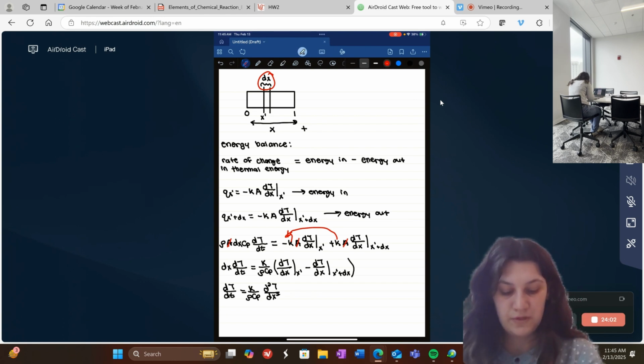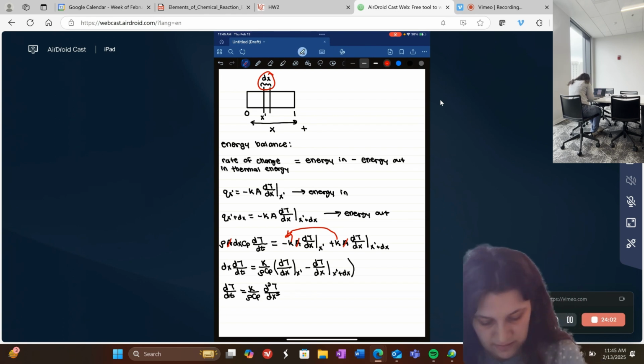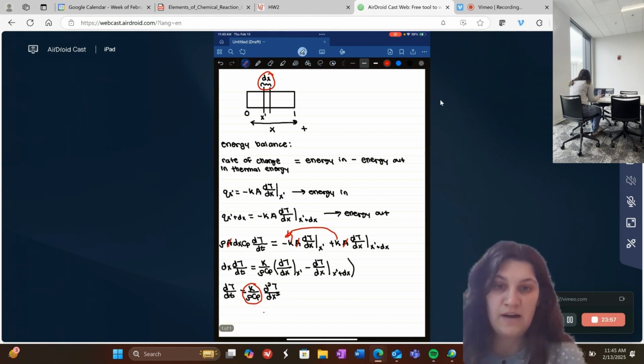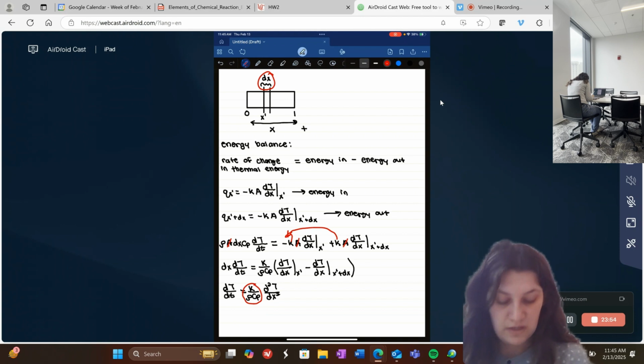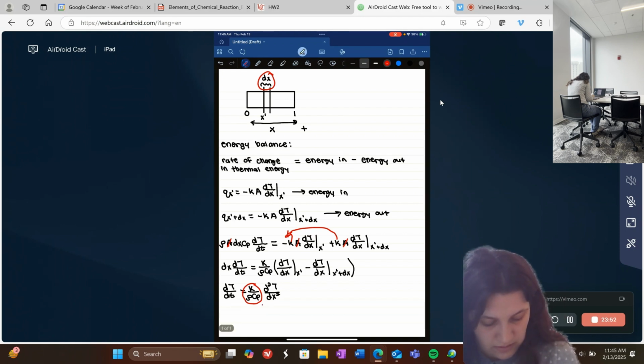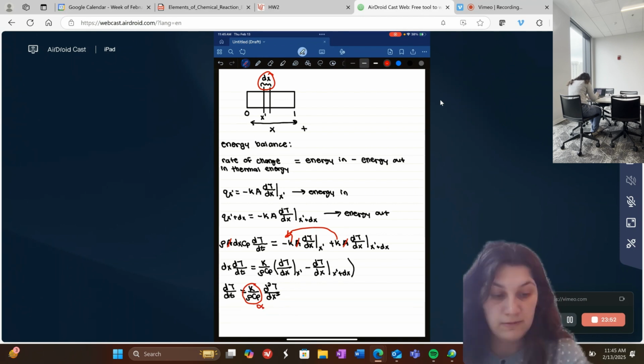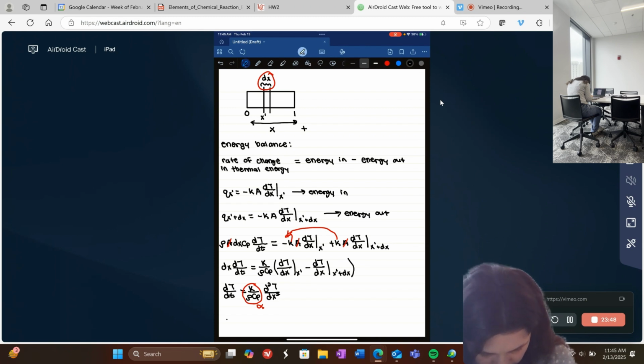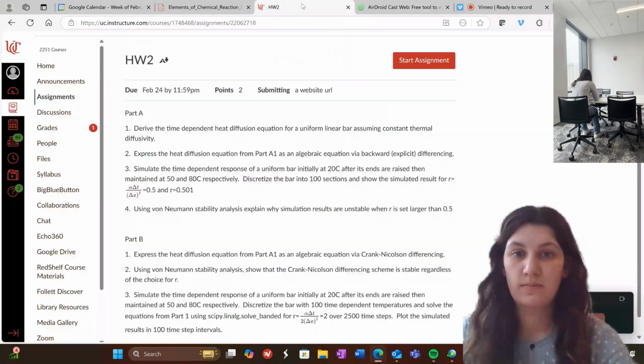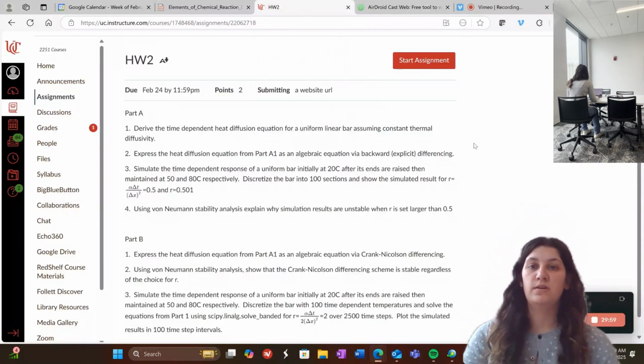Then the final step is just identifying that these groups of constants here are our thermal diffusivity. So we're going to assign that to the variable alpha. Just rewrite that equation. We are all set. Now we are ready to move on to question 2.